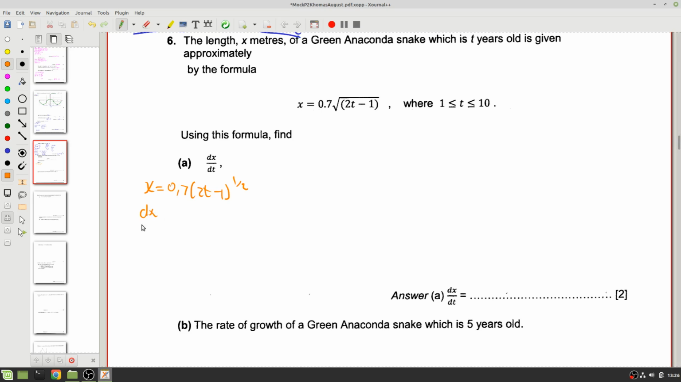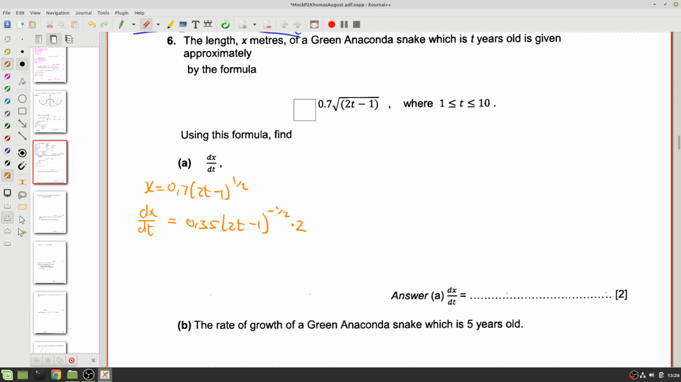So we want to differentiate x with respect to t, and we'll use the chain rule formula. So chain rule says we take the exponent here and multiply it by the coefficient in front. So a half times 0.7 is 0.35. And then we just rewrite this whole bracket and subtract 1 from the exponent. So half minus 1 is negative a half. And then we multiply, because it's the chain rule, by the derivative of the bracket. So the derivative of 2t minus 1: 2t becomes 2, and negative 1 just falls away. So we just times it by 2.